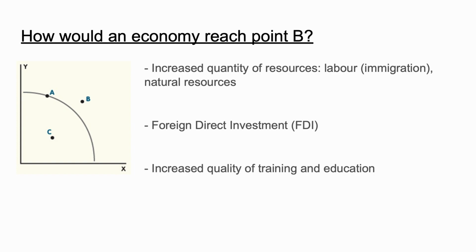We also have increased quality of training and education. If the workforce is more trained to do something, then we have more efficient working and the size of the economy may increase. We also have better or new technology such as ultra-fast broadband. This can also encourage FDI as companies may want to move to a place with high quality technology, and it also can increase the efficiency of production.